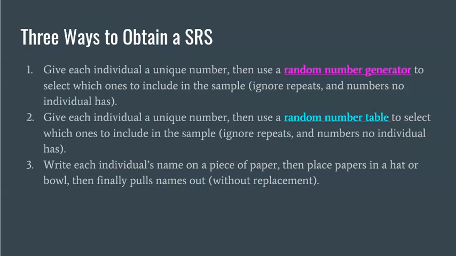The second option to attain a truly simple random sample is to give each individual a unique number. So same starting point.